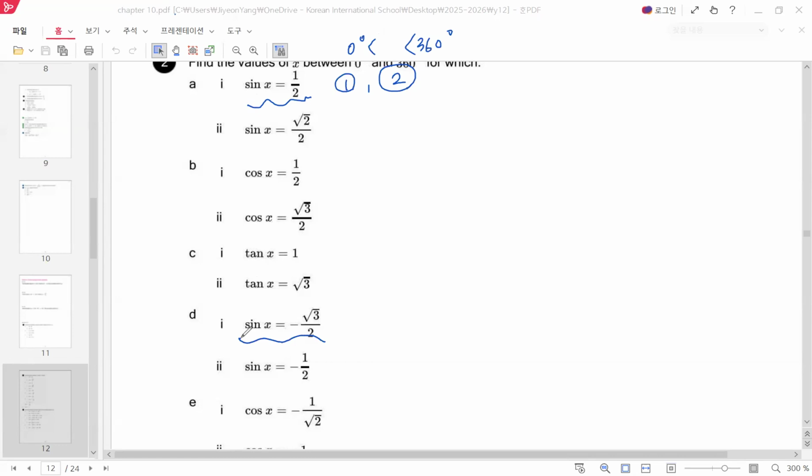How about this one? How many solutions does it have? 2 solutions as well, because it's one full turn and the sine value is negative, so the values should be in the third quadrant and the fourth quadrant, okay?